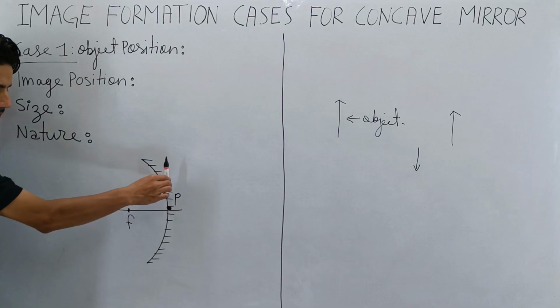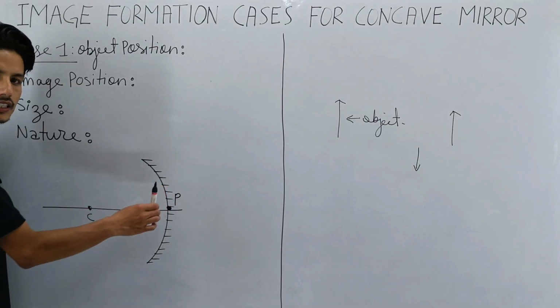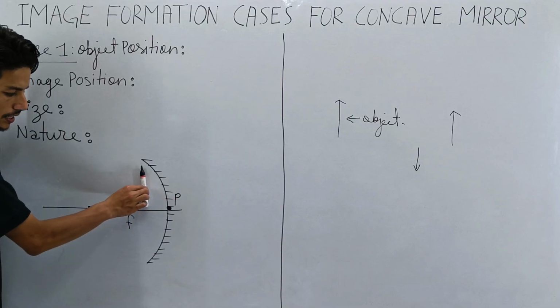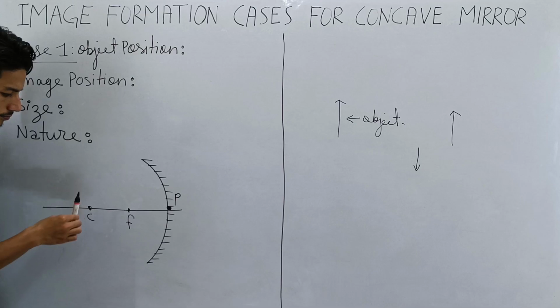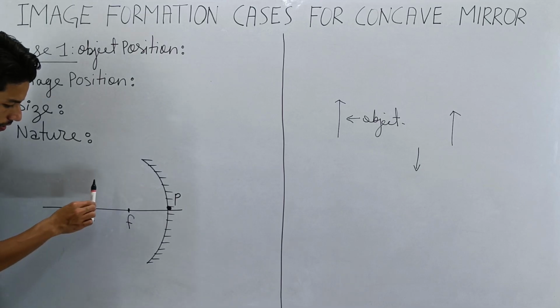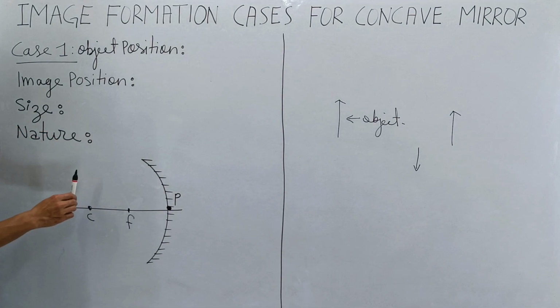The object cannot be kept at P because the pole is in the mirror. So we cannot keep the object in the mirror, isn't it? So the object can be here, it can be here, it can be here. It can be anywhere in between F and P. Similarly, when I say between F and C, it doesn't mean that it has to be always here. It can be here also, it can be here also. It can be anywhere as long as it is between C and F. And beyond C means it can be anywhere beyond C, but it should not touch C. So anywhere here will be correct.